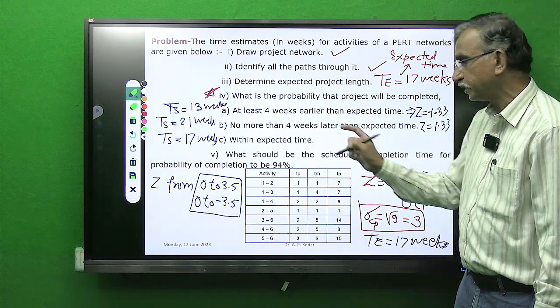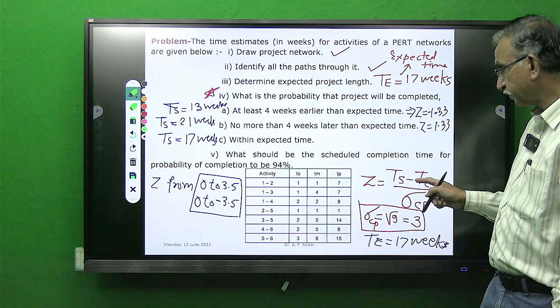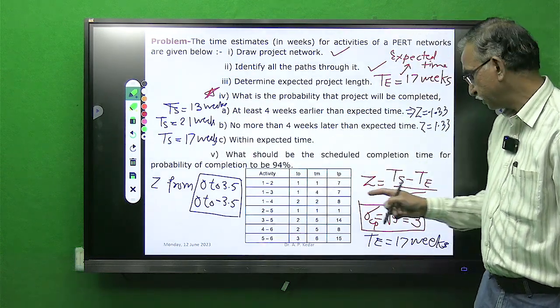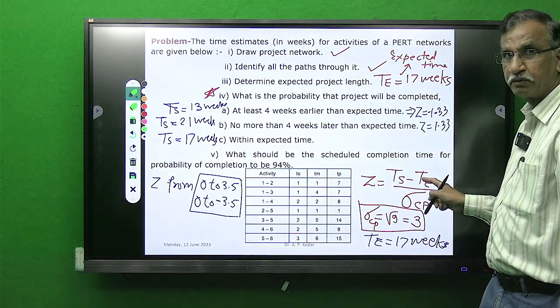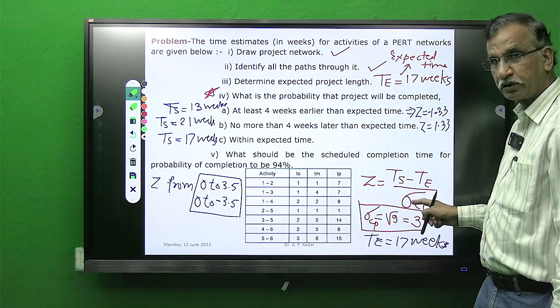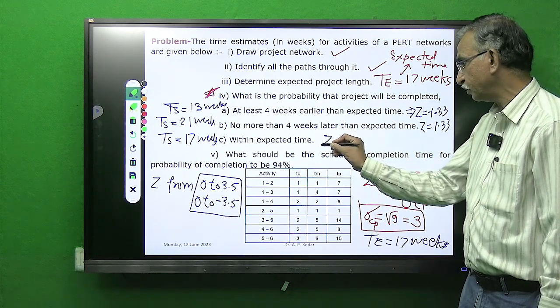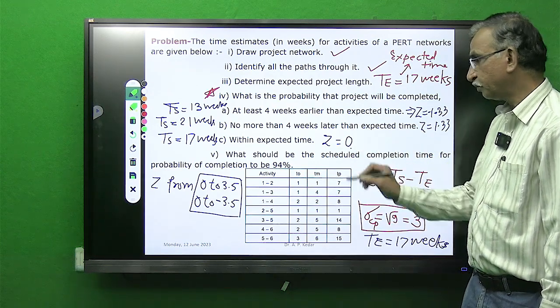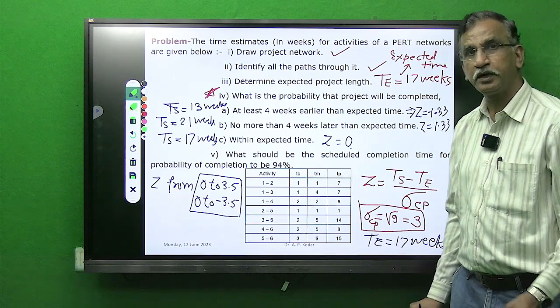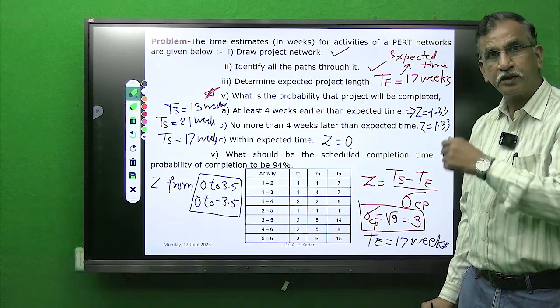And within expected time means TS equal to 17. So 17 minus 17 will be 0. 0 by 3 will be equal to 0, and therefore Z will be equal to 0. Any number by 0 by any number yields 0.